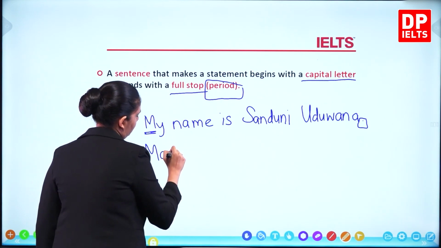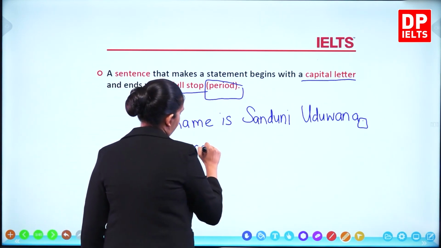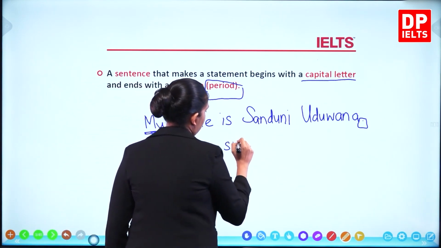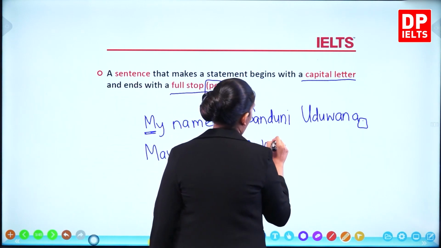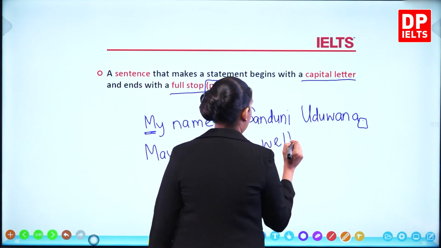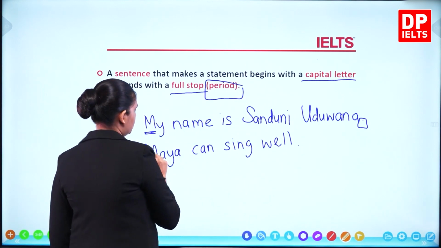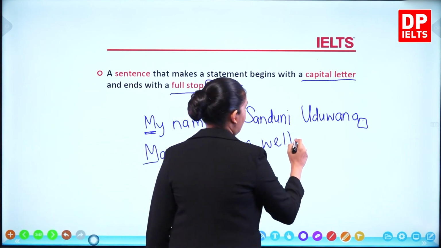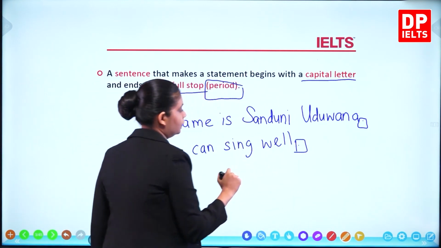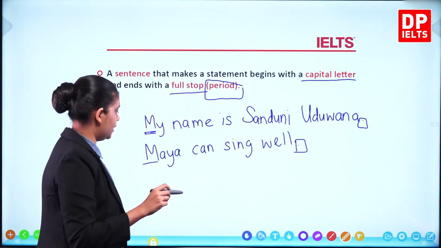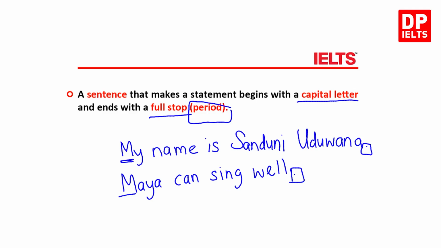Maya can sing well. Again, you start with a capital letter and you finish with a period. Okay? Maya can sing well.